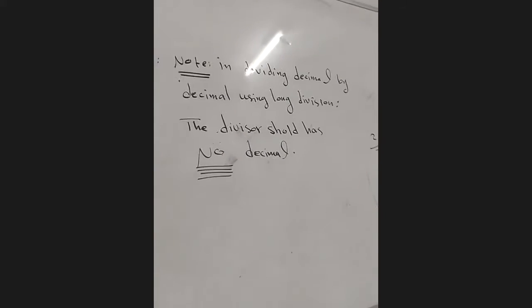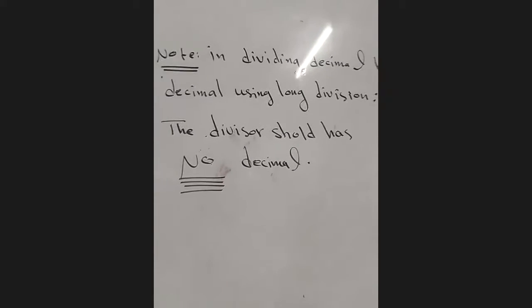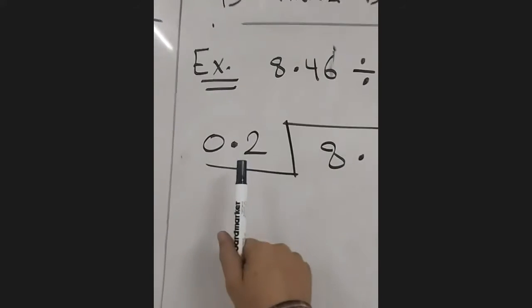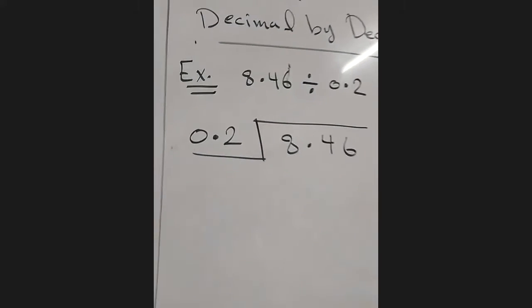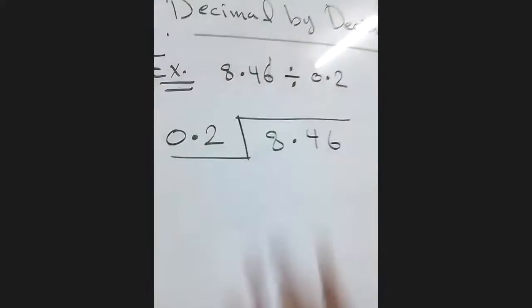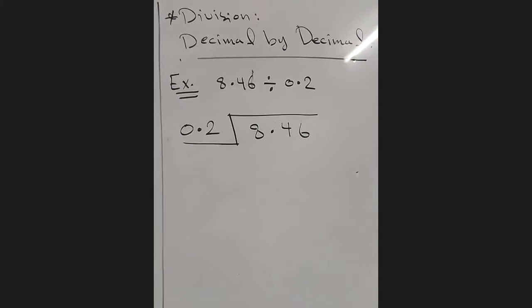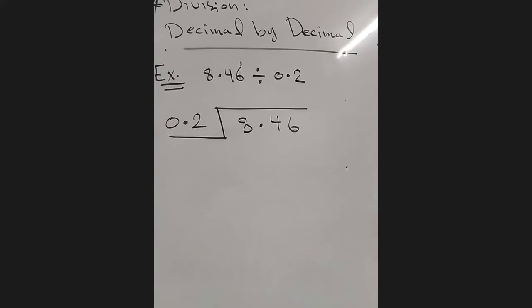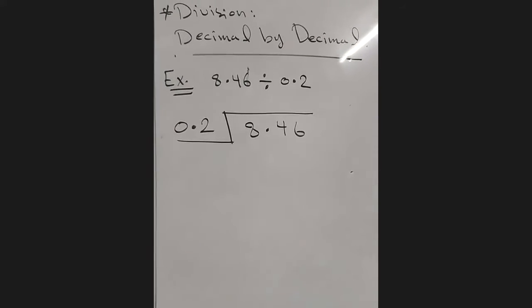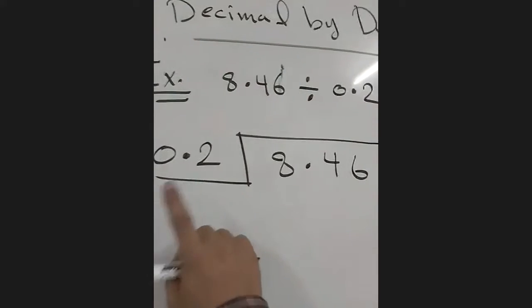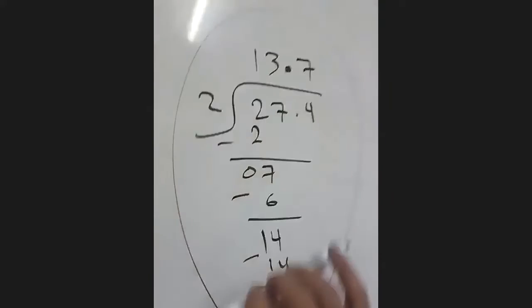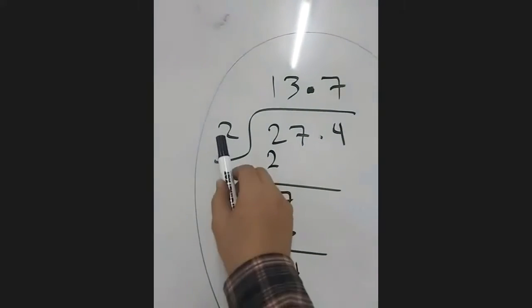In dividing decimal by decimal using long division, the divisor should be without decimal. If you ask why, I will tell you. Why we don't want the decimal here? To make it easy like this one. Here we have no decimal, but here I have decimal.